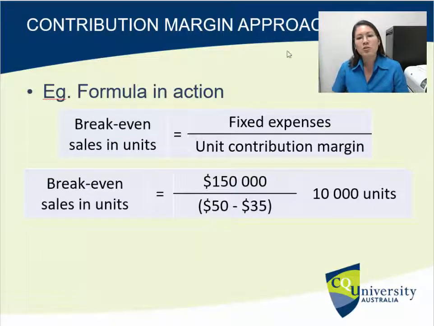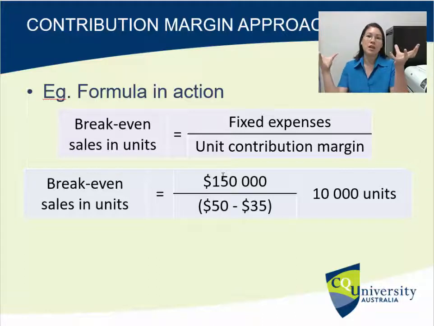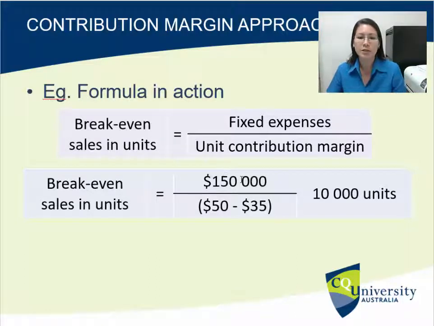So the contribution margin approach is generally worked around this break-even formula, and there's a very simple example that I've put here. So break-even sales in units, basically our fixed costs. In this case, let's just assume our fixed costs for the year, whatever overheads we have, amounts to $150,000, and we've already calculated our contribution margin to be $15, which is our sales price minus the variable cost. So this is our contribution margin down here. So the break-even number that we need to sell in order to cover our fixed costs is 10,000 units. That's a very, very brief example.